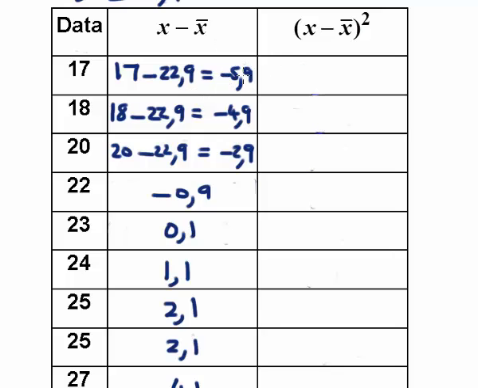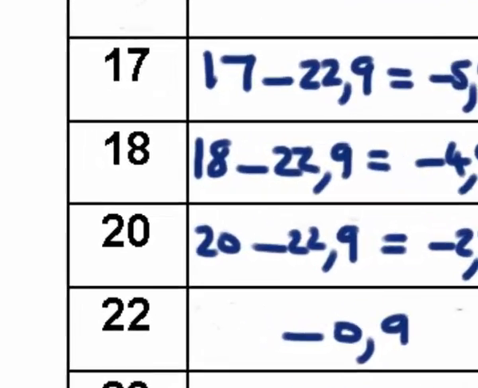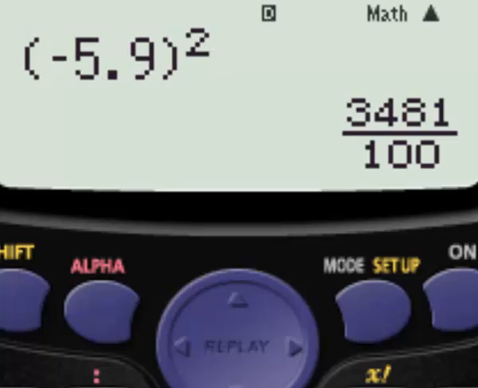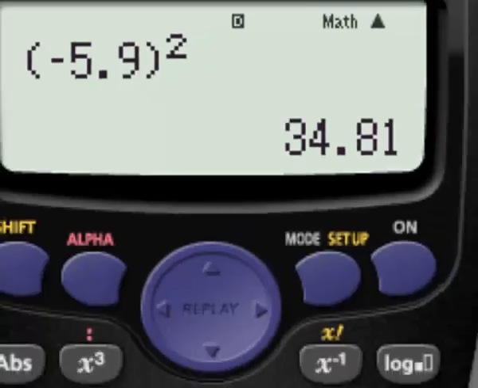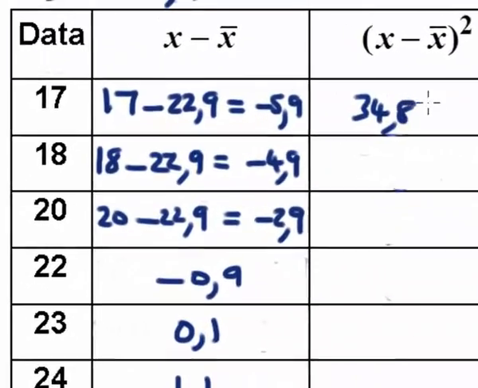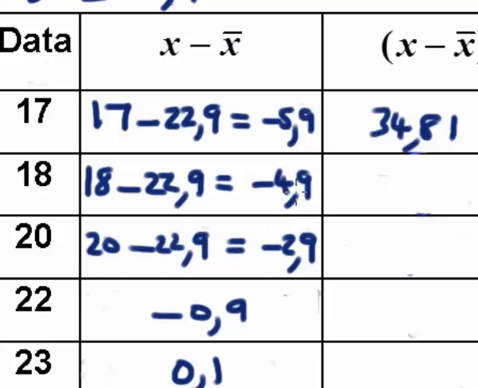So minus 5,9 squared, if you work that out, if you go negative 5,9 and you square it, you're going to get 34,81. So we squared them. 34,81. Now if you square minus 4,9, you get 24,01. Square negative 2,9, you're going to get 8,41.